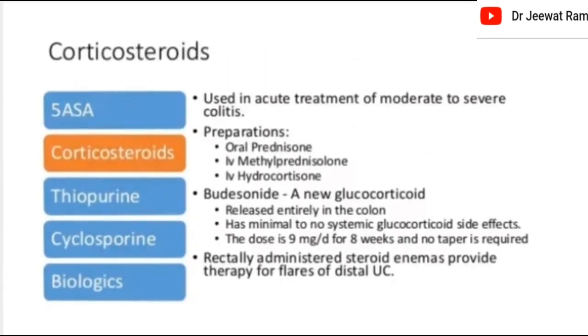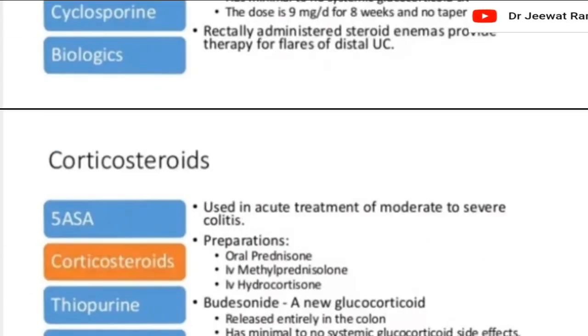Corticosteroids are used in acute treatment of moderate to severe colitis. Preparations: oral prednisolone, IV methylprednisolone, IV hydrocortisone, budesonide, a new glucocorticoid released entirely in the colon, with minimal to no systemic glucocorticoid side effects. The dose is 9 mg per day for 8 weeks and no taper is required. Rectally administered steroid enemas provide therapy for failures of distal ulcerative colitis.